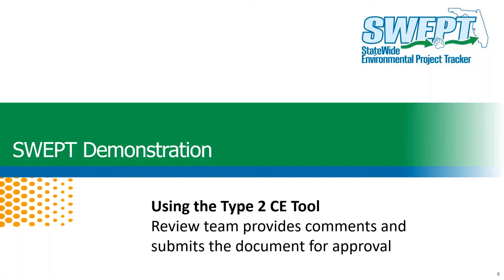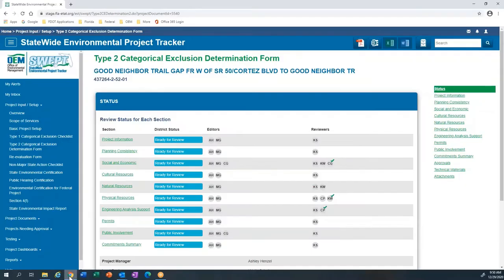Let's get started. I'm logged into our test server as a reviewer looking at the Type 2CE. Please note that this is a test project. While you may see information pulled from a variety of actual projects, I am working with test data, not an actual project record. There are three ways I could have gotten to the Type 2CE wizard.